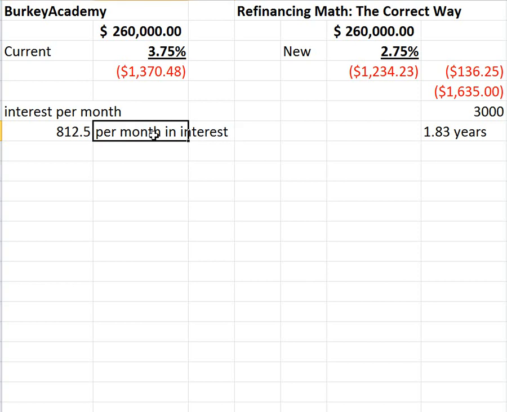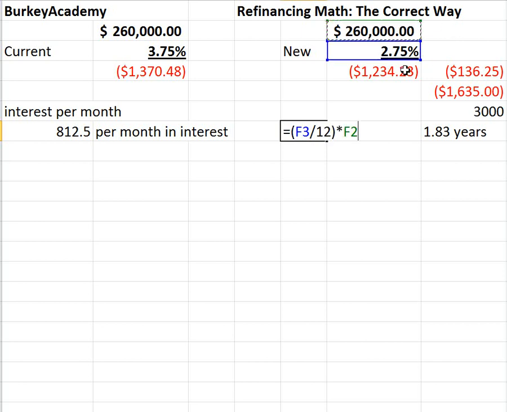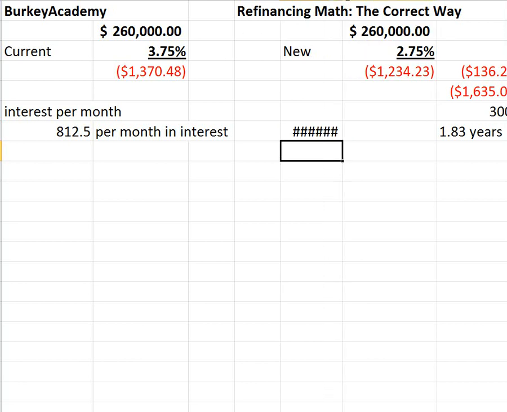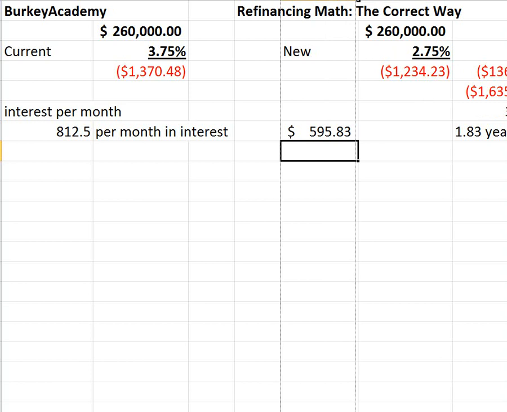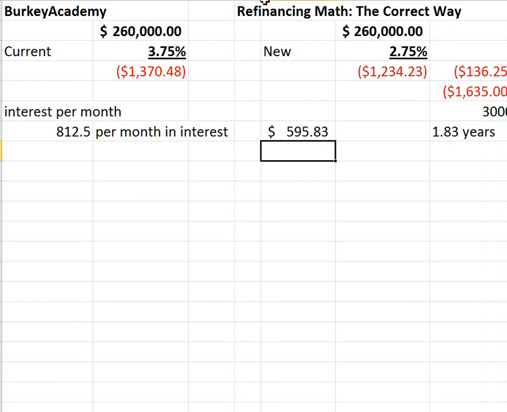Now, if I lower my rate to 2.75%, let's calculate that again. Now it is equals 2.75 over 12 times 260,000. All right, how wide do I have to make this to where we can see it? $595.83 per month.